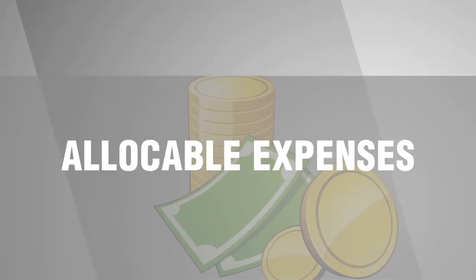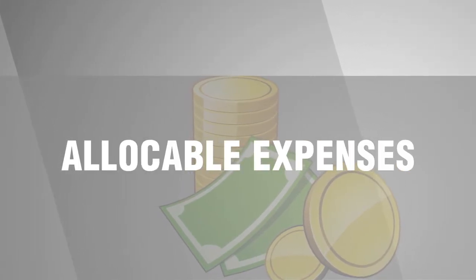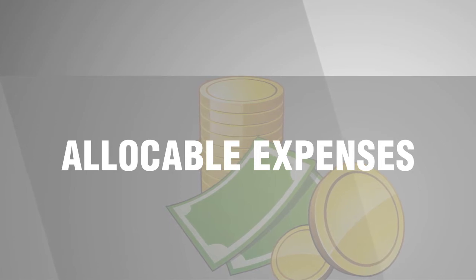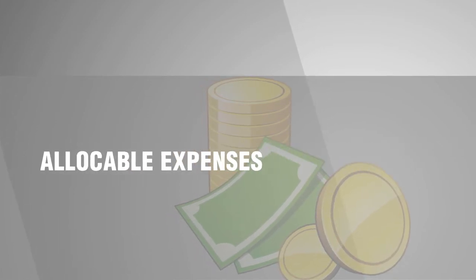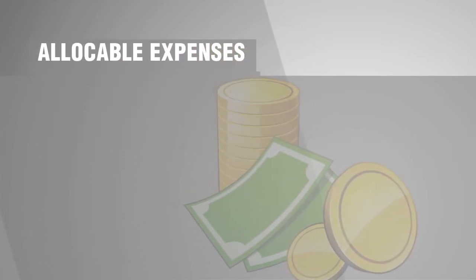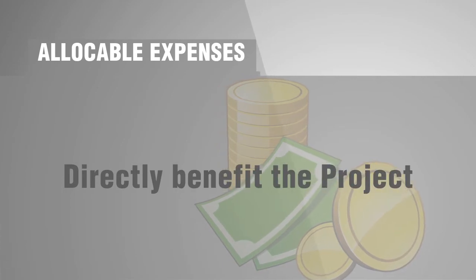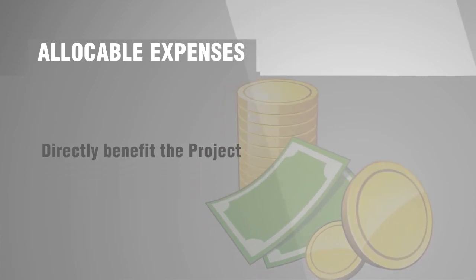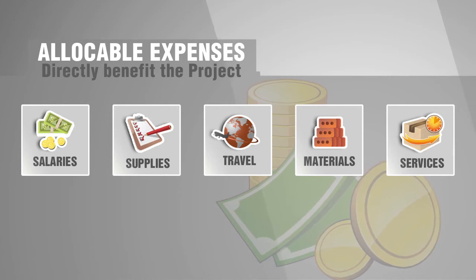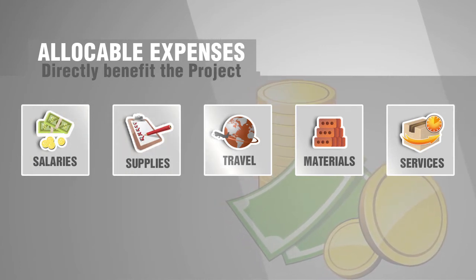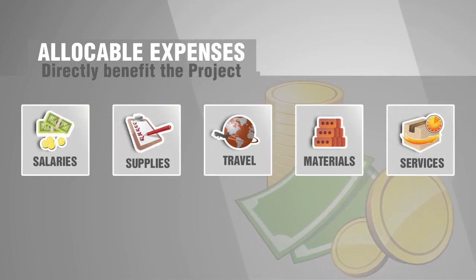The third and final condition that an expense must meet in order to qualify as allowable is that it must be allocable. To be allocable, an expense must directly benefit the project. Some examples of allocable expenses are those for project-related salaries, supplies, travel, materials, and services.